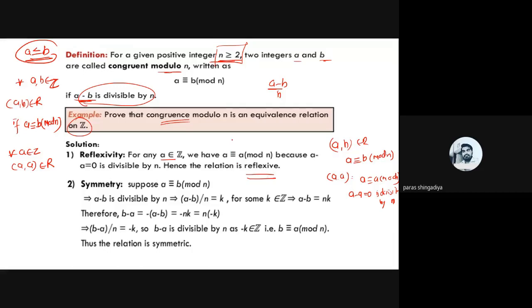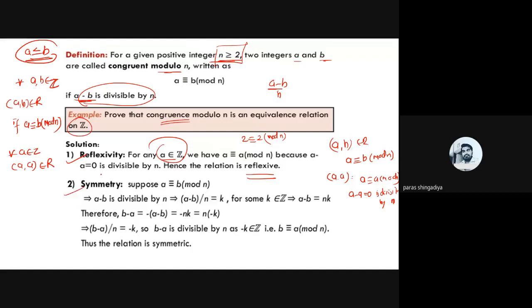Now you can consider any number from the Z. Let us take 2 congruent to 2 mod n. So 2 minus 2 is 0, and 0 is divisible by n. Similarly 3 congruent to 3 mod n, minus 1 congruent to minus 1 mod n. Any number you consider from the Z will be valid in the reflexive condition. So reflexivity is correct.